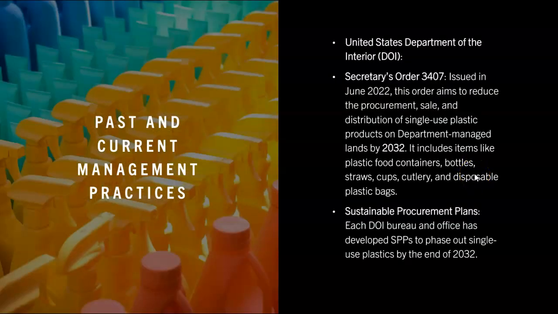Plastic and current management practice. United States Department of the Interior, Secretary's Order 3407, issued in June 2022. This order aims to reduce the procurement, sale, and distribution of single-use plastic products on department-managed lands by 2032. It includes items like plastic food containers, bottles, straws, cups, cutlery, and disposable plastic bags. Sustainable production plans. Each DOI bureau and office has developed SPPs to phase out single-use plastic by the end of 2032.